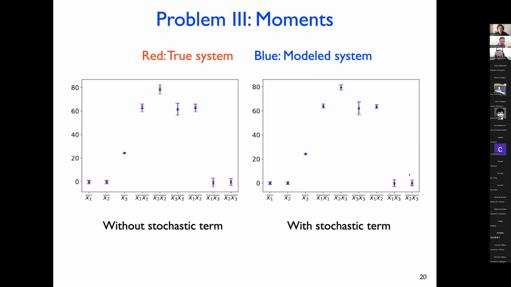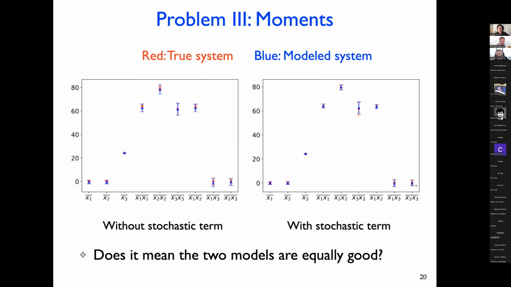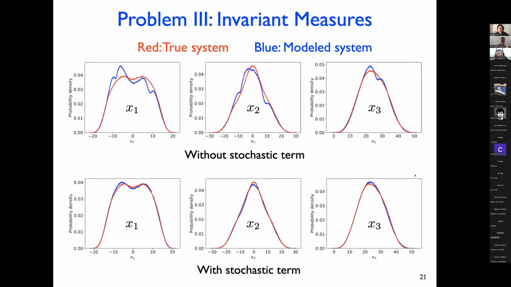But we ask ourselves a question: does it mean the two models are good? In order to answer this question, we try to simulate the model system for a much longer time and try to plot the invariant measures. So for those who are not familiar with the terminology here, you can think it's just the probability density function of state variables when we simulate the system for a very long time.